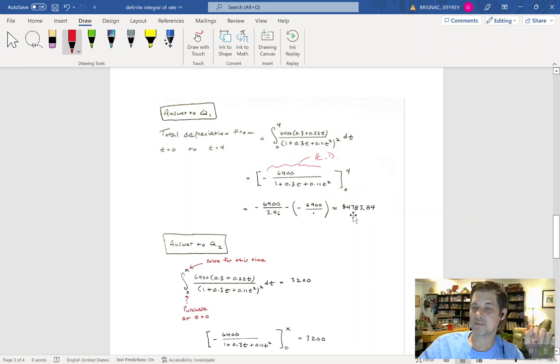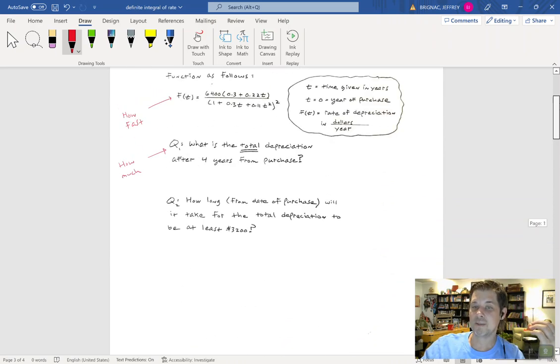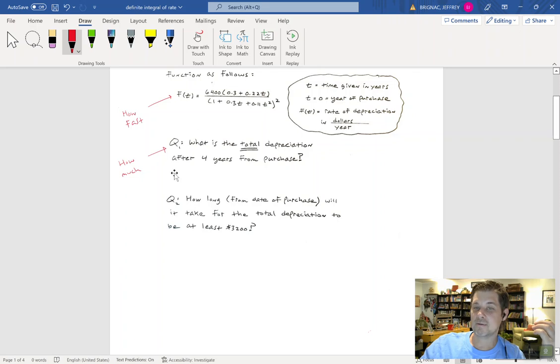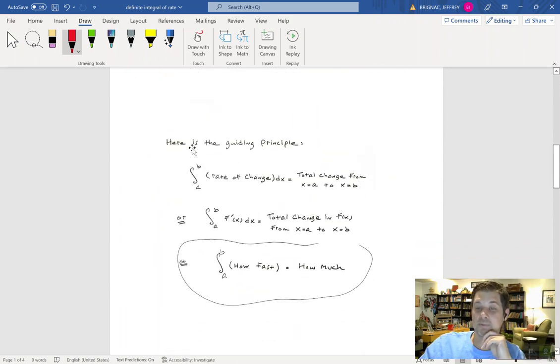Exact number, $4,783.84. So whatever the value of the truck was when you started, and whatever the value was 4 years later, I don't know. We didn't calculate that. But the change, the total depreciation from here to here, was $4,783.84. Okay, so that is my answer to this first question, the total depreciation after 4 years from purchase. Okay, all right, now use the principle.